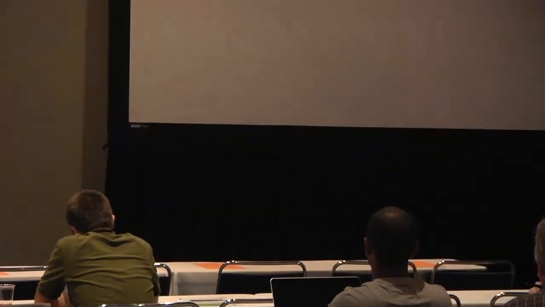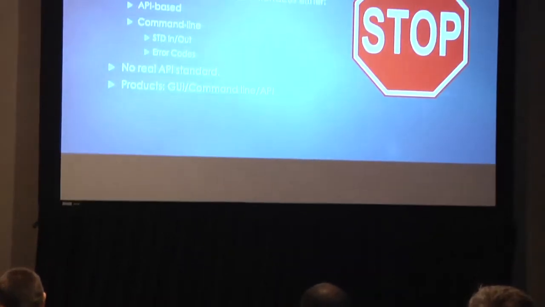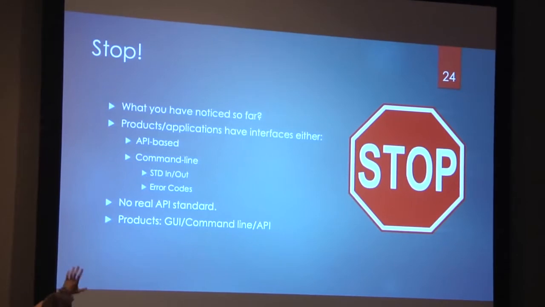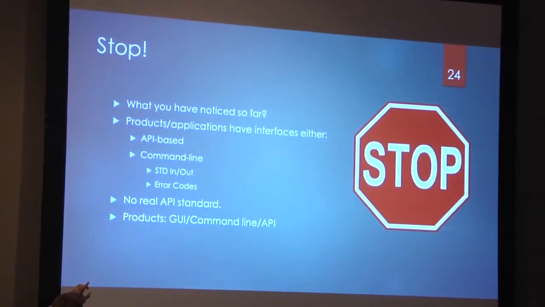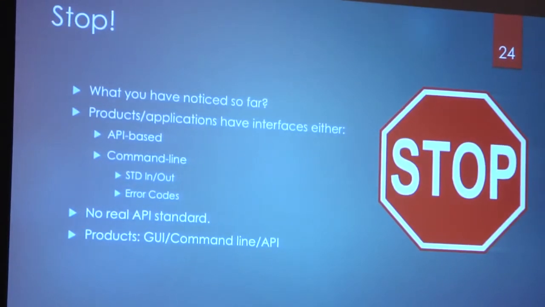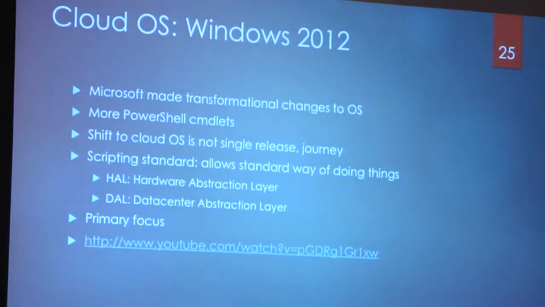So now we're going to stop. No, not stop the presentation. What have you noticed so far? So far in this presentation, you should have noticed that products and applications are basically all API-based, and there's generally standard input and outputs. There's no real standard, and there's GUI and command line all over the place. We've been all over the place the past 30 minutes. So we can't get to where we need to go this way because it's too complicated. It's too confusing. So Microsoft had to come up with another platform, and they've made transformational changes to the OS.